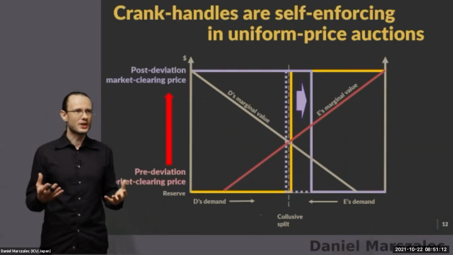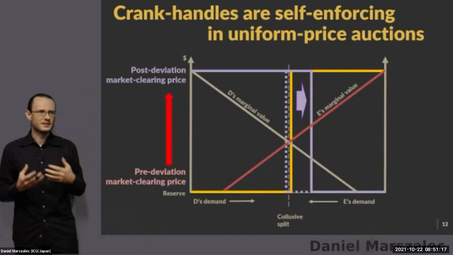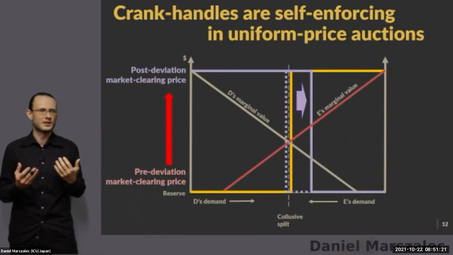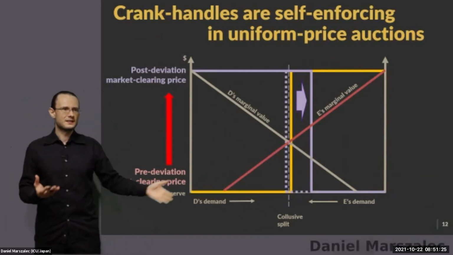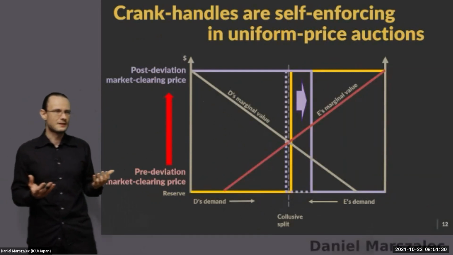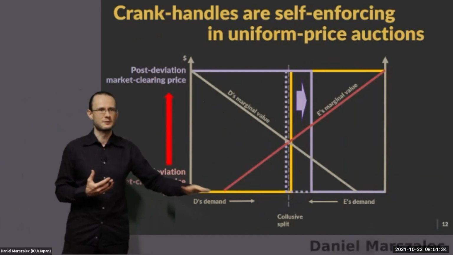Okay, so we've got collusion. The next question is, is it stable, right? And what turns out to be the case is that crank handles are self-enforcing in uniform price auctions. And here is why. Firstly, is it profitable to deviate to a lower price? Well, that's not relevant, right? Because in the collusive scenario, both bidders are already paying the reserve price.